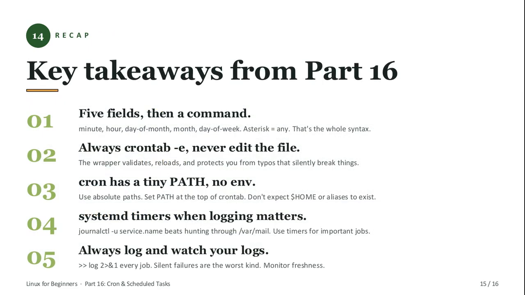And zooming out one more level, here are the 5 things from this whole part that I'd want you to actually remember. 5 fields, then a command. That's the entire syntax. Always edit through crontab -e, so the wrapper catches your mistakes. Assume cron knows almost nothing about your environment, so spell out paths. Reach for system timers when you need real logs. And log everything, every job, every time. Because a silent cron job is a broken cron job you haven't noticed yet.